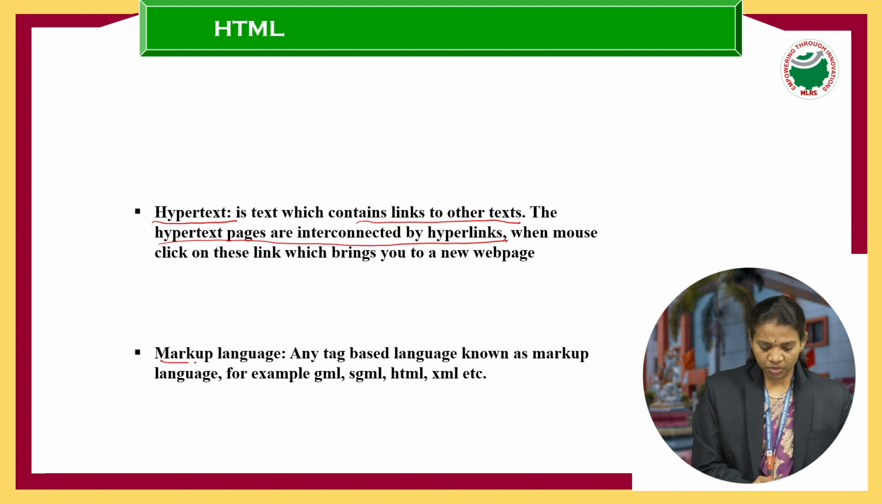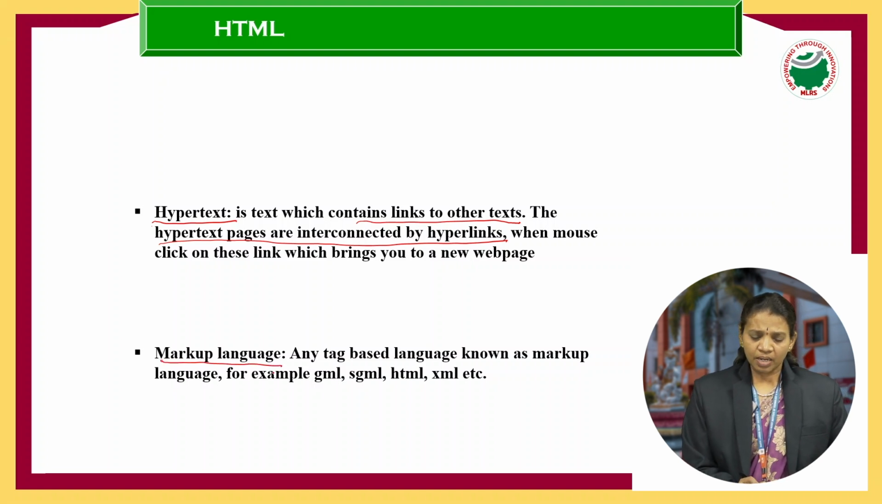Markup language. What is meant by markup language? Markup language is nothing but a tag based language. Anything that is tag oriented is called a markup language. With the help of these tag based languages, we highlight the data. For example, what is meant by highlighting?